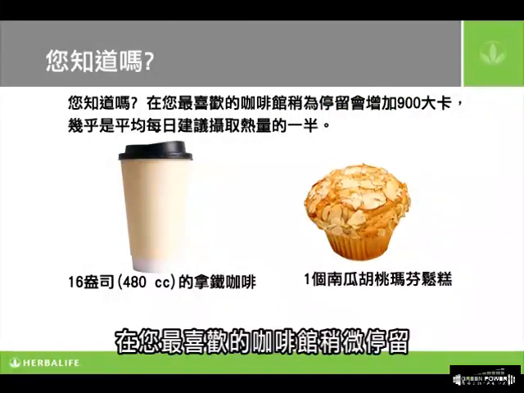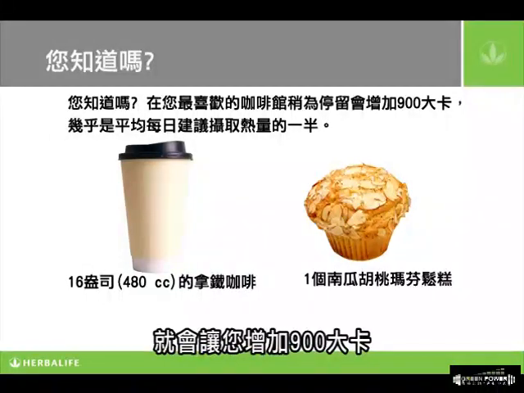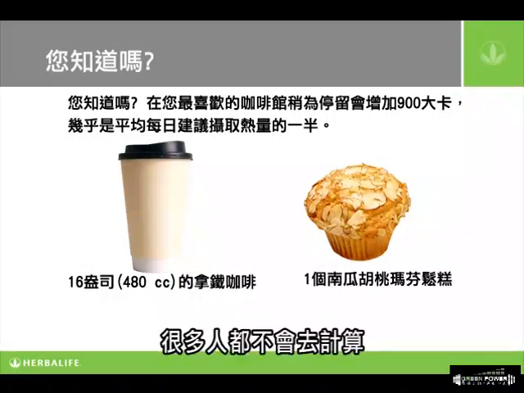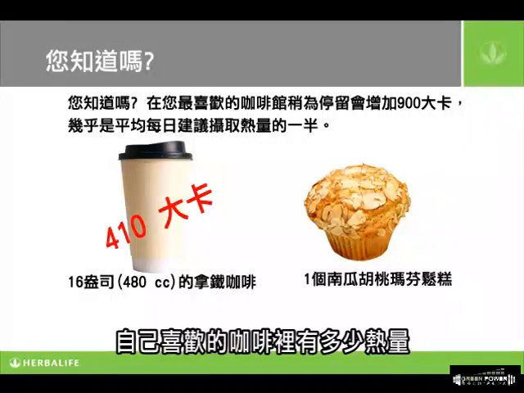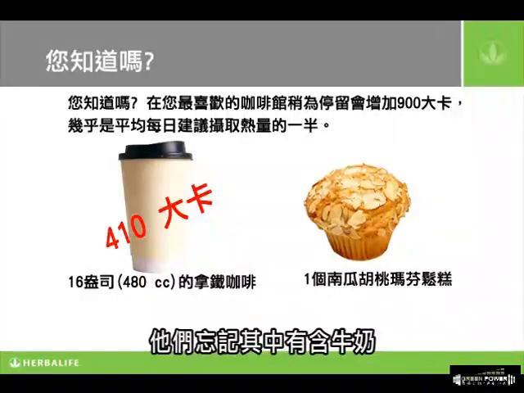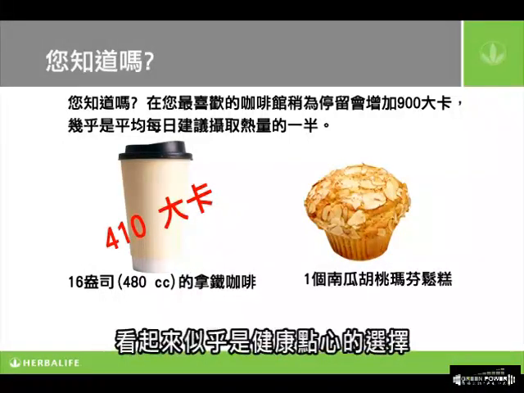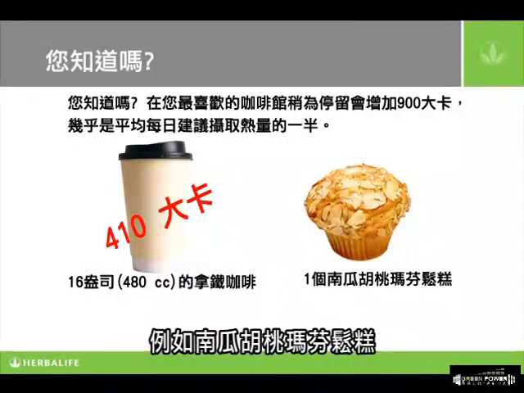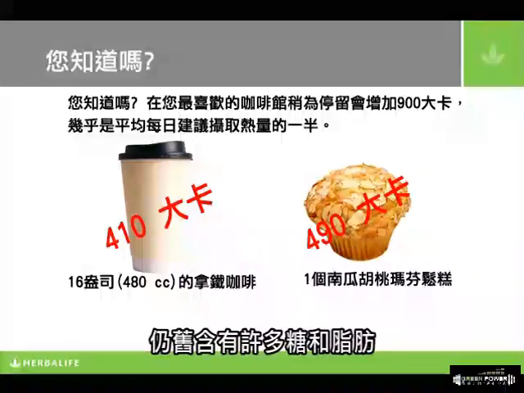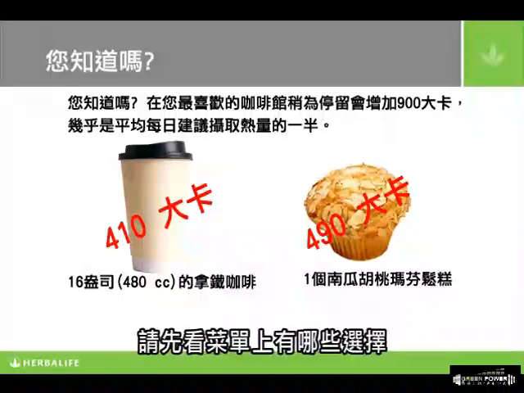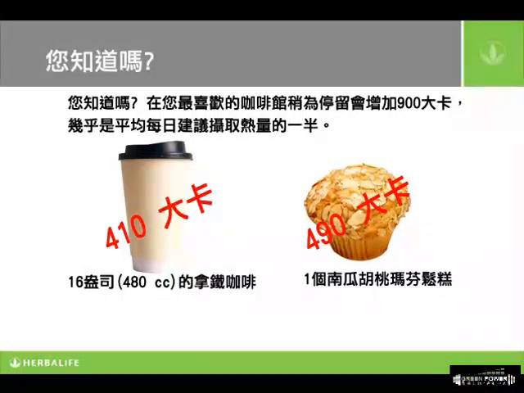Did you know that a stop at your favorite coffee shop could cost you 900 calories? More than half of the average recommended daily calorie intake. Many people don't think about how many calories there really are in their favorite coffee drinks. They forget about the milk, the sugar, and all the additives. What might seem to be a healthy snack option, in this case a zucchini walnut muffin, is still loaded with sugars and fats. So think about what's on the menu and do your nutritional research before you place that order.